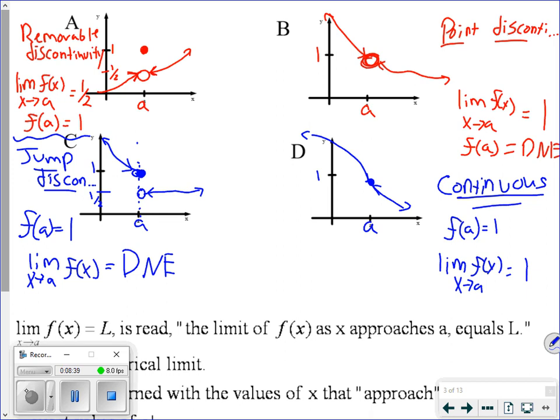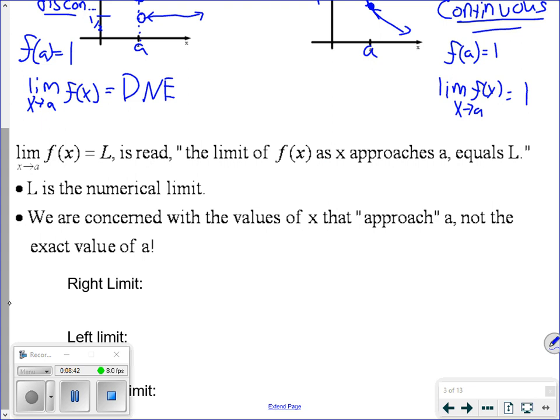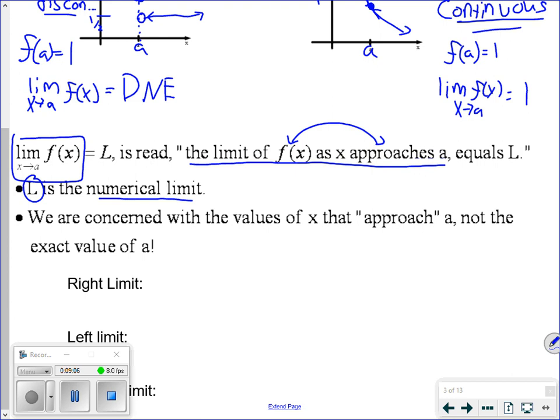Now, just a couple things about the limit. Whenever I give you this notation right here, remember how it's read is the limit of f of x as x approaches A equals L. I sometimes say the limit as x approaches A of f of x. Sometimes I flip-flop these two, and it's not the biggest deal in the world, but that's how it's supposed to be read. L is a numerical limit. All right? If you actually are able to find the limit, it's going to be a number. And again, we are concerned with the values of x that approach A, not necessarily the exact value of A, and we saw that in a few examples up above. Okay?